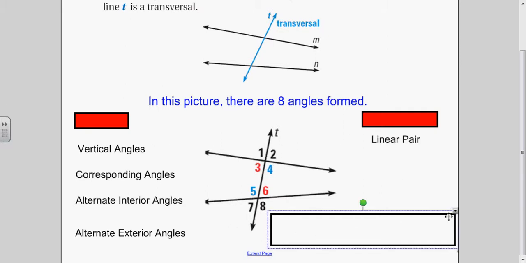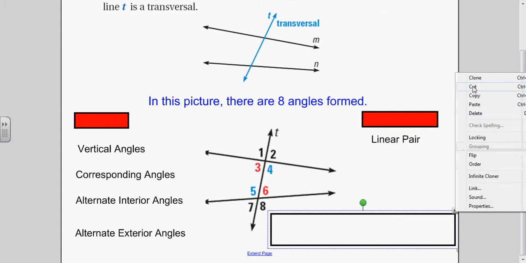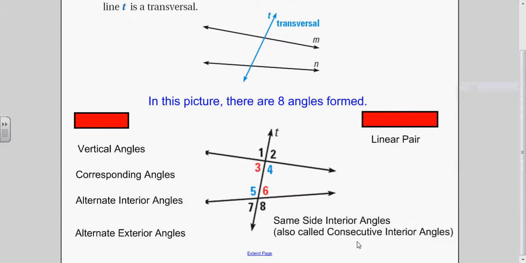And then the last kind that we have is called same side interior angles, or also some books call them consecutive interior angles. So those would be just how it sounds, same side interior, so they're on the same side of the transversal. 4 and 6 are on the same side, and they're on the interior of these two lines. So 4 and 6 would be same side interior, and 3 and 5 would be same side interior. Now, these lines are not parallel.